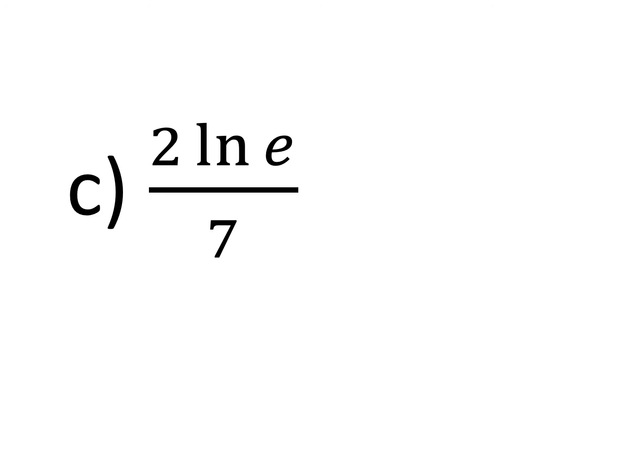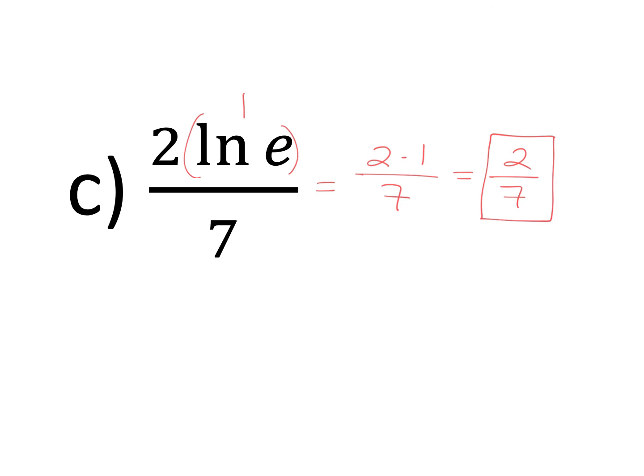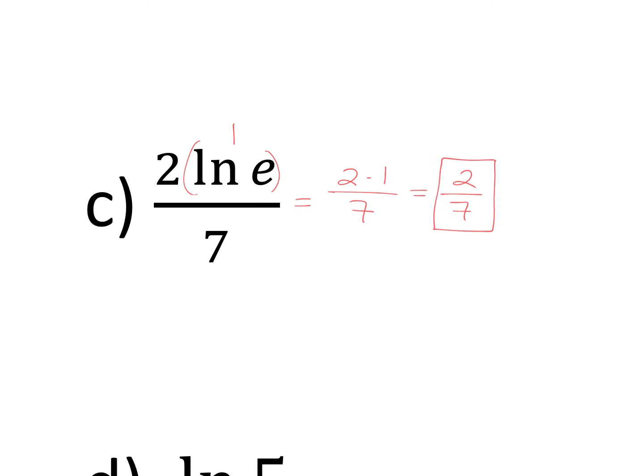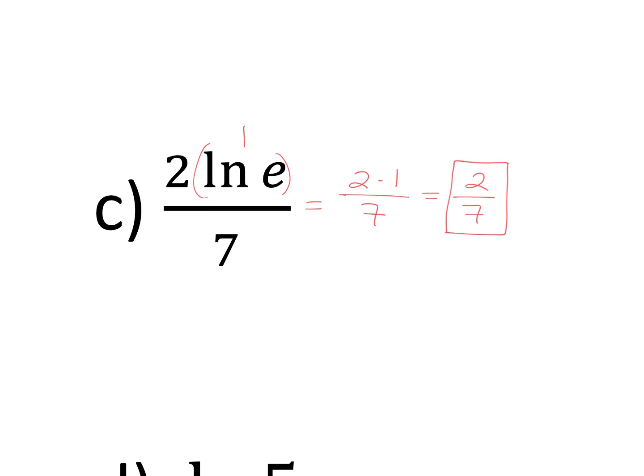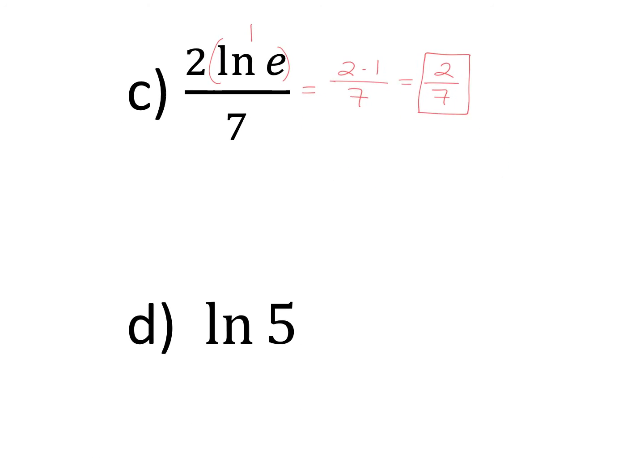2 times 1. Yep. Natural log of e is 1. So 2 times 1 divided by 7 is... Yeah, don't round if you don't need to. It's just 2/7, right? You can just leave it as 2/7 there. Leave it as the fraction because that's an exact answer. The decimal is a rounded answer, and we'd always prefer exact if we can have exact.